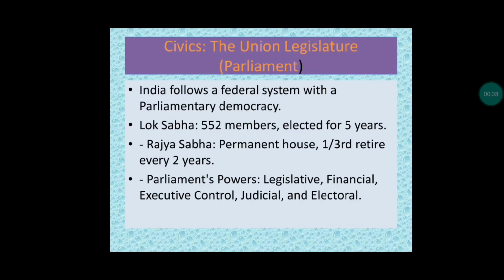The Union Legislature, Parliament. India follows a federal system with a parliamentary democracy. Lok Sabha: 552 members elected for 5 years. Rajya Sabha: Permanent House. Parliament's powers: legislative, financial, executive control, judicial, and electoral.